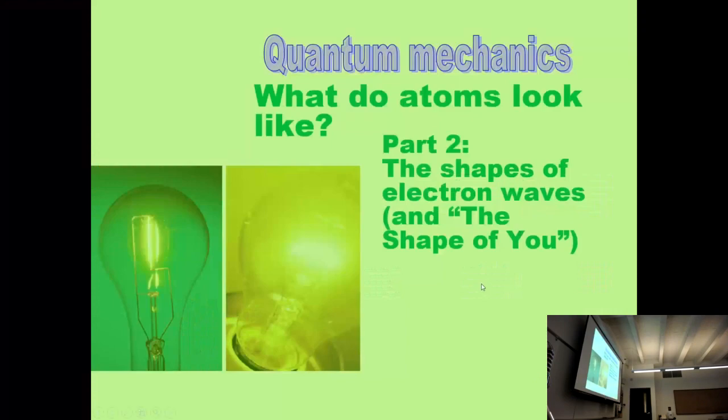So now we want to connect this to chemistry. If electrons are waves, what is the shape of electron waves?